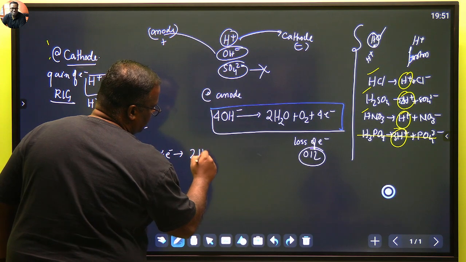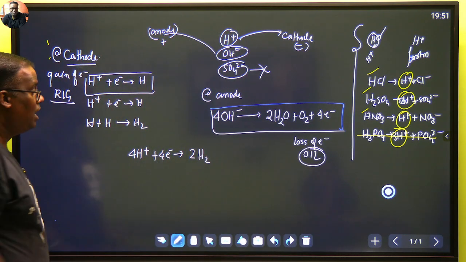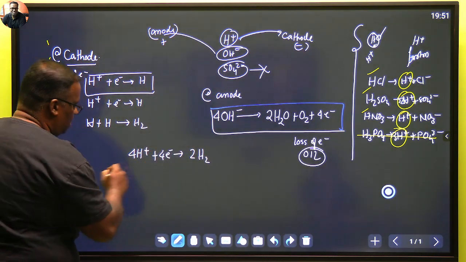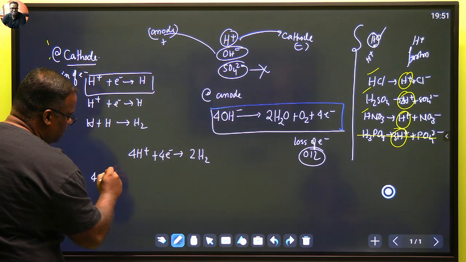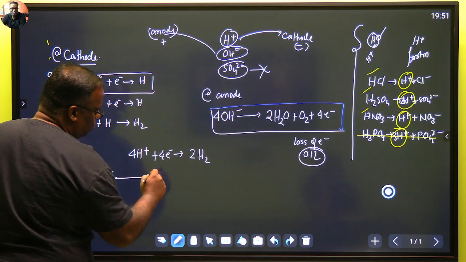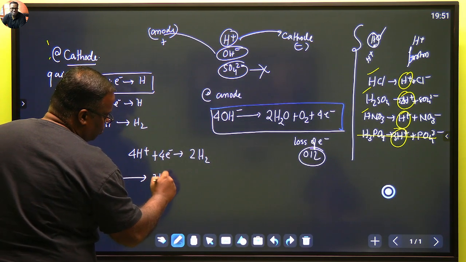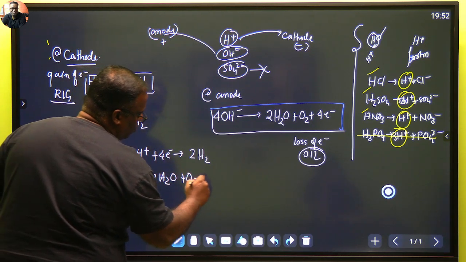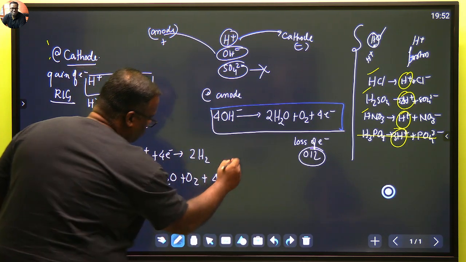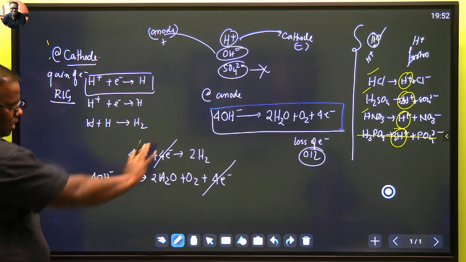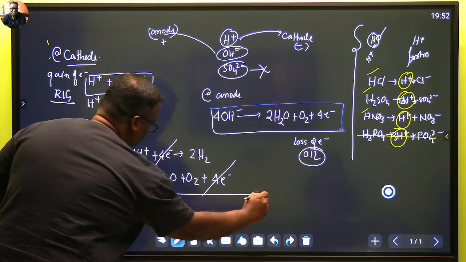2H2. Clear? And what is the reaction at the anode? 4OH minus gives rise to 2H2O plus O2 plus 4 electrons. 4 electrons cancel the 4 electrons. We are adding these two reactions. Now add the two reactions.